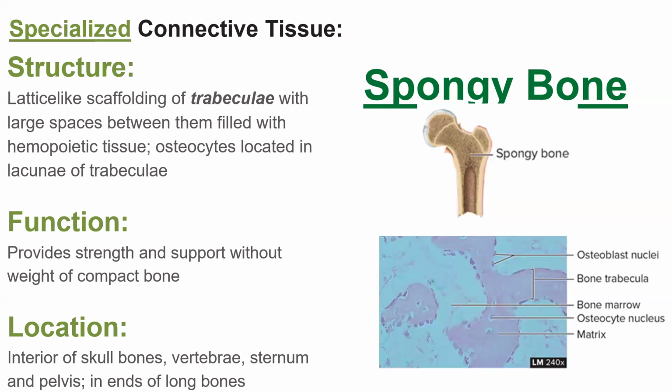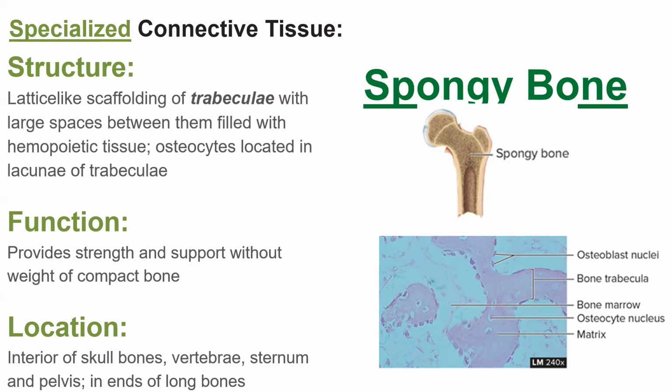Okay, our next one is spongy bone. Rather than being as compact, this has more of a spongy structure. There's more space. If you've seen lattice on a deck, that diagonal square-looking shape that encloses areas, this is kind of what spongy bone looks like. It's a whole bunch of what we call trabeculae that have spaces between them.